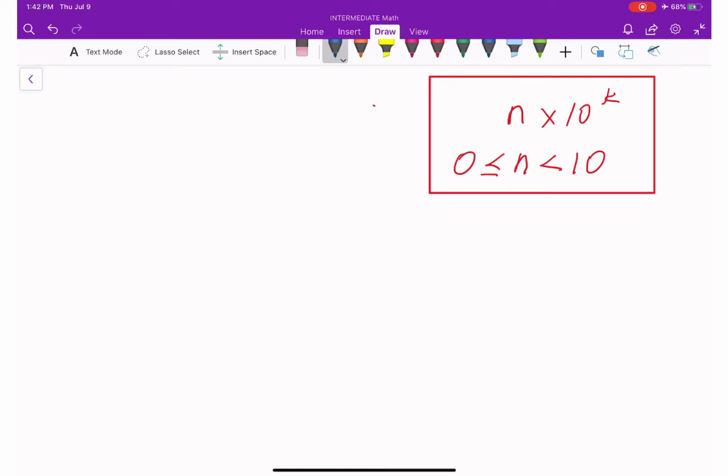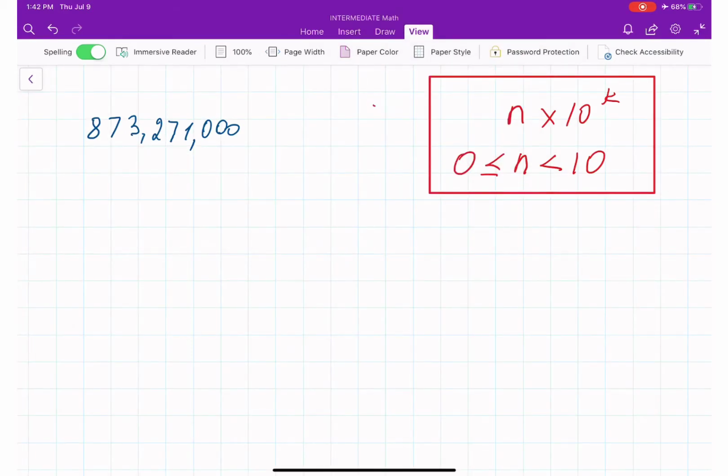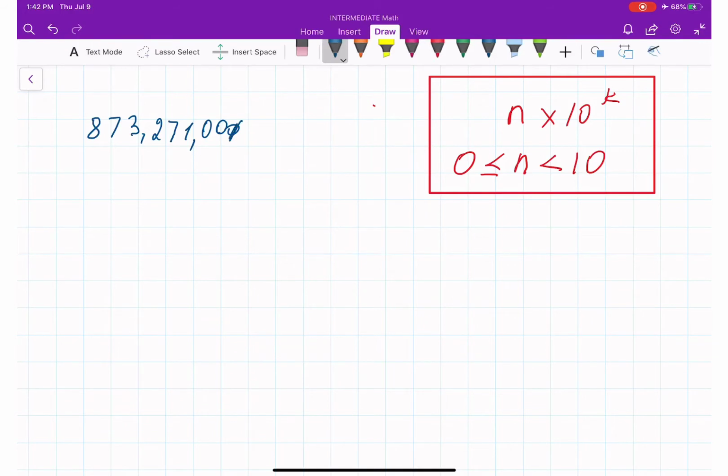Let's solve it. Let's assume I have 8, 7, 3, 2, 5, 2, 7, 1, and 0, 0, 0. Okay? So how am I going to represent this in the format of scientific notation?